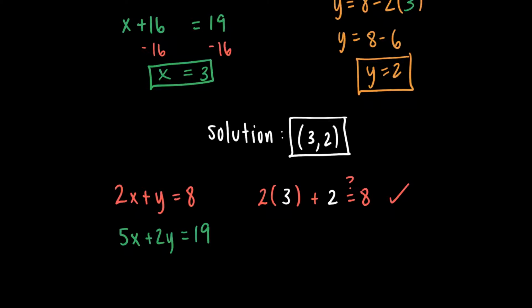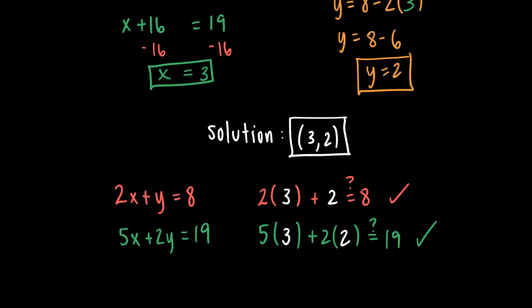What about our green equation? We said 5 times x, which in our case is 3, plus 2 times y, which in our case was 2, was supposed to equal 19. The question is, and I put that question mark there because I'm not saying it's equal to 19, I'm just checking to see if it's actually equal to 19. Is it equal to 19? If you do 5 times 3 plus 2 times 2, you get 15 plus 4. That is 19. So that works.